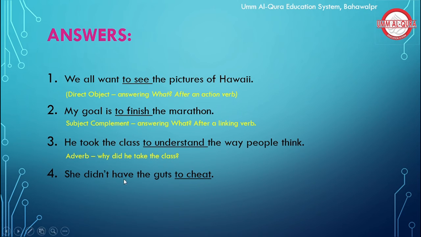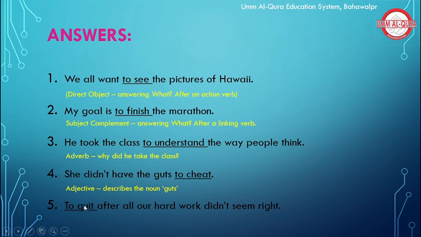She didn't have the guts to cheat. To cheat here is the infinitive and it is working as an adjective. Describes the noun guts. Guts means confidence. Next, to quit after all our hard work didn't seem right. It is very simple. It is coming at the start and it is the main part of the sentence. That's why it is subject here.